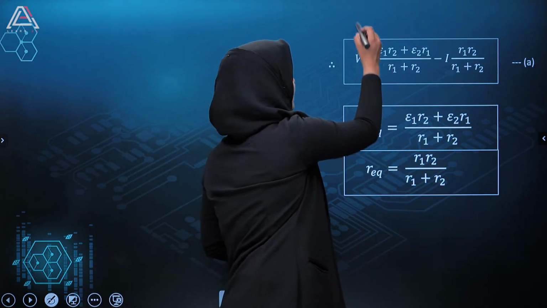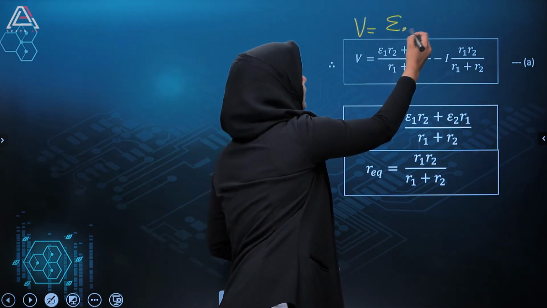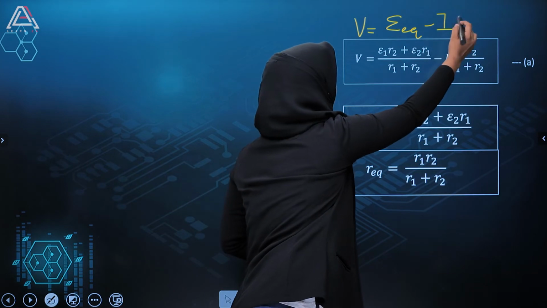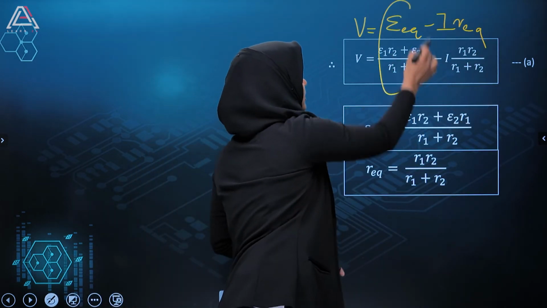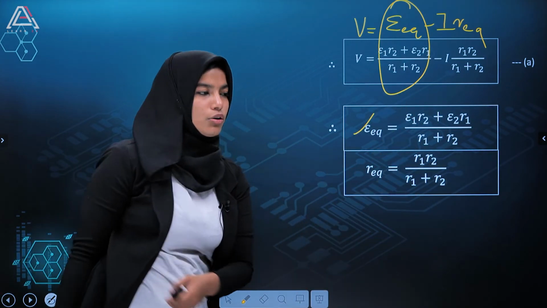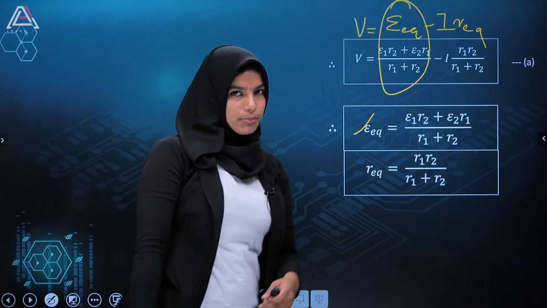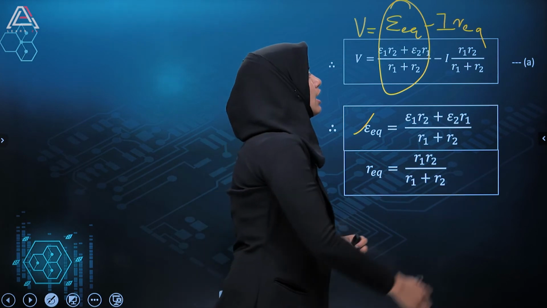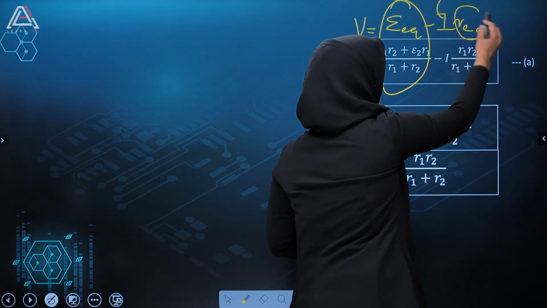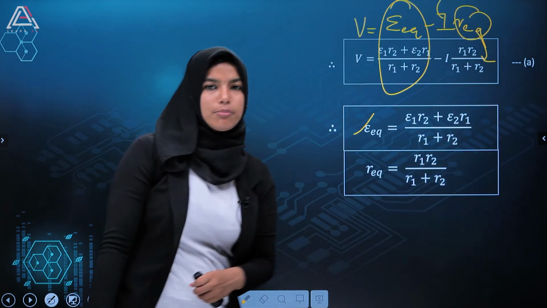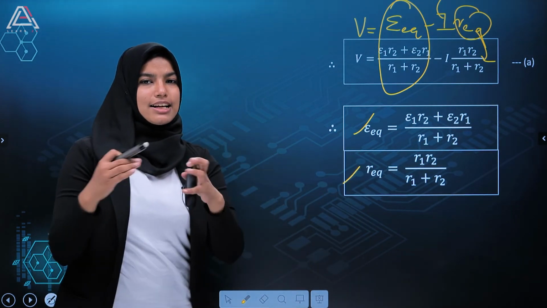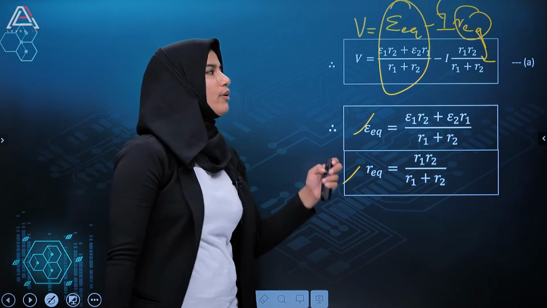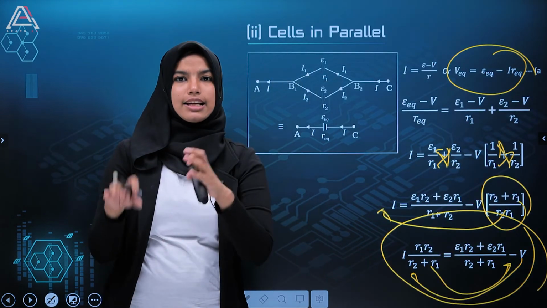Okay, so we have the equation V is equal to E equivalent minus I R equivalent. Comparing these two, I can write E equivalent is equal to (E1 R2 plus E2 R1) divided by (R1 plus R2), and R equivalent is R1 R2 divided by (R1 plus R2). So these are the equations of internal resistance and EMF when we are considering cells that are connected in parallel.